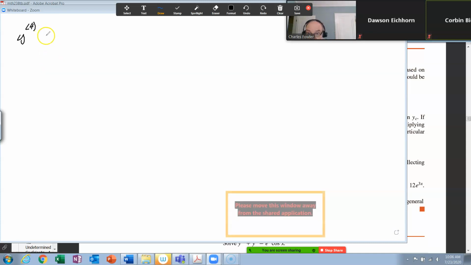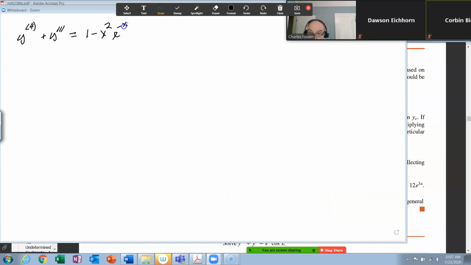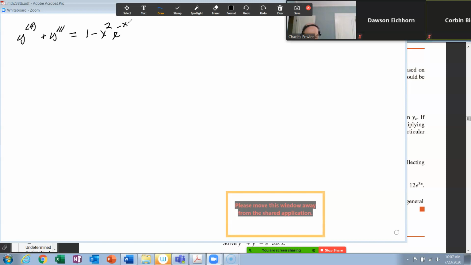So the fourth derivative of y plus the third derivative of y, that one we can put 3, that's the left hand side, and that's equal to 1 minus x squared, e to the minus x. All right. This promises to hold some potential issues with our particular solution, but let's wait till we get there.